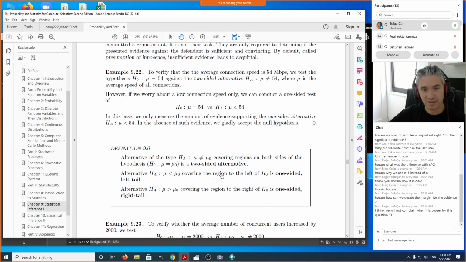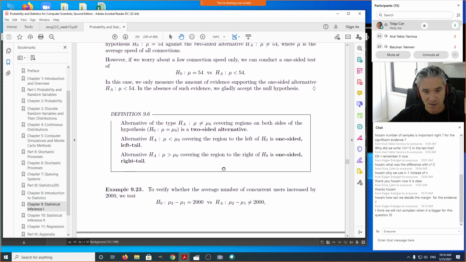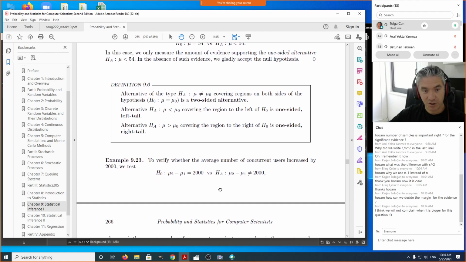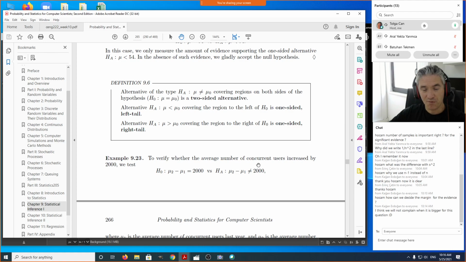So these are some two-sided and one-sided alternative examples. Here again, we verify that the average number of concurrent users increased by 2000. So we are comparing two means. We can have hypotheses that test two means: the concurrent users before the upgrade and the concurrent users after the upgrade. If the claim is that it increased by more than 2000 after the upgrade, our null hypothesis is some equality: the difference between them is 2000.